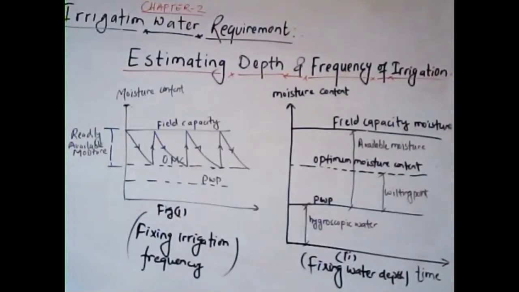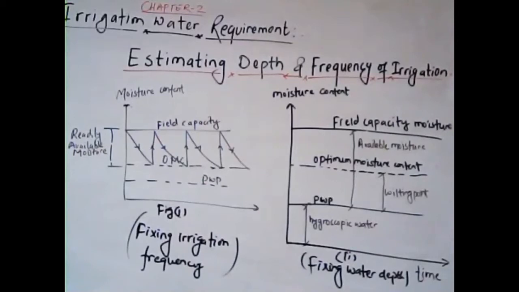Okay, so this is the fundamental thing, that we need to fix the irrigation frequency when the moisture has reached the OMC level, and after the water has been applied, the curve rises back to the field capacity. Again, after the irrigation water is applied, it will start decreasing. Okay, and the same phenomenon continues for all irrigation frequencies.